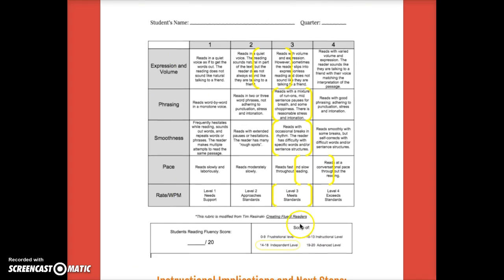So using the second part of the rubric where you can decide with expression of volume, phrasing, smoothness, pace, and rate. And obviously this is subjective based on your opinion of the reading, but overall, this student is showing that this text level is an independent level.